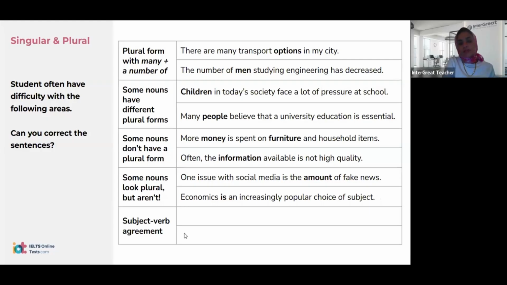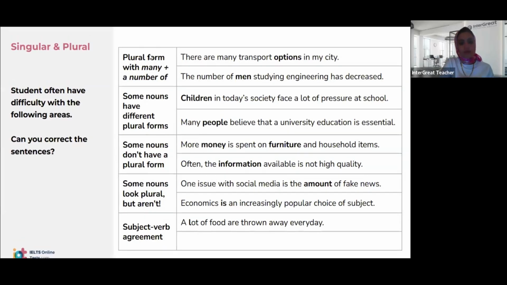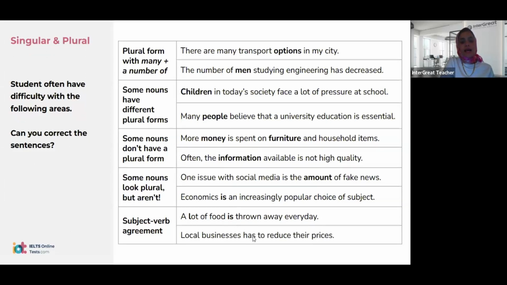A very common mistake is subject-verb agreement. It's like the subject does not agree with the verb. For example, children is. This is here a common problem. A lot of food are thrown away every day. Is correct. Very good. Local businesses has to reduce their prices. Have, because businesses is plural. So again, this is a common issue.